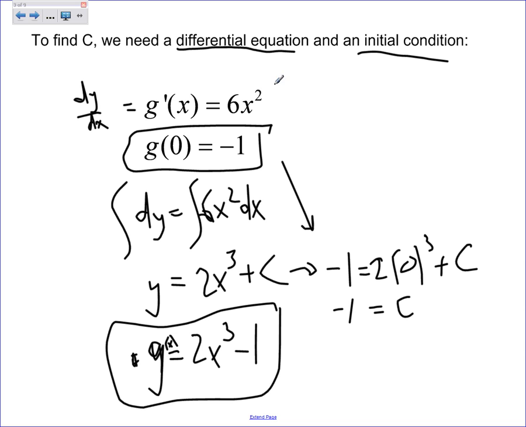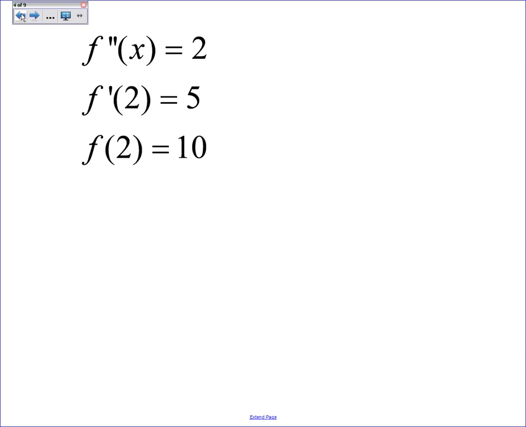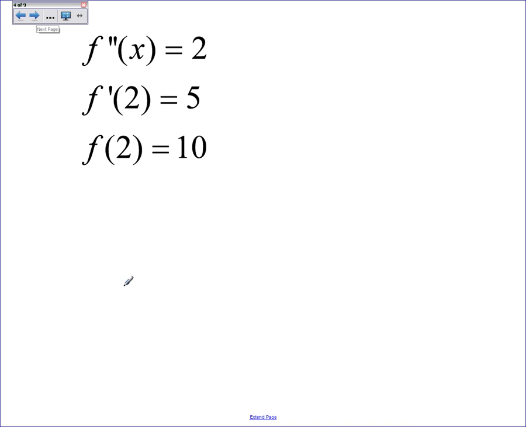So we just take the antiderivative, we use the initial condition to figure out what c is, and we've got the exact function. Let's go to number 4.